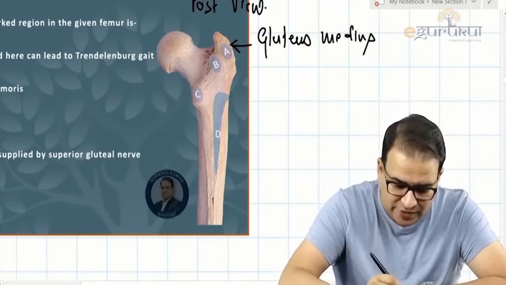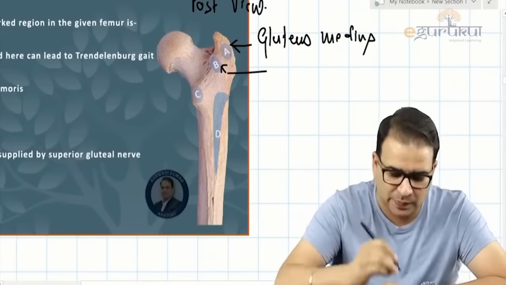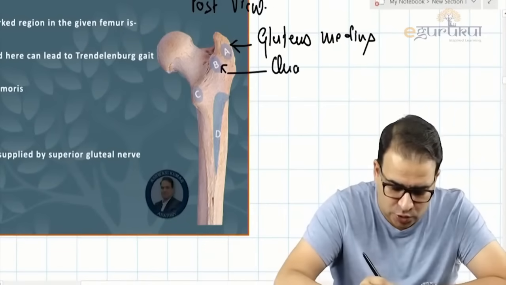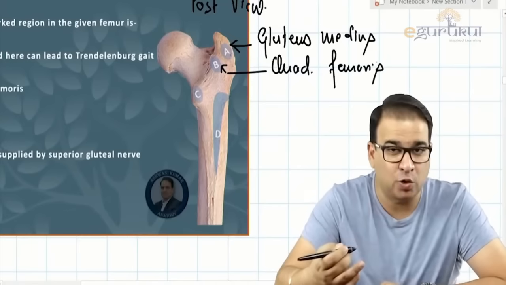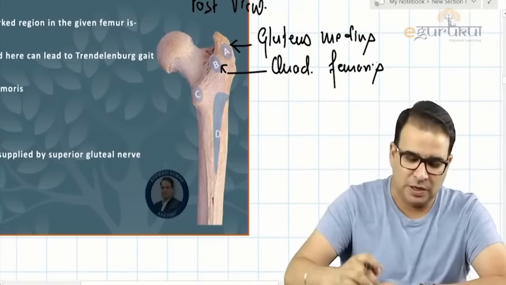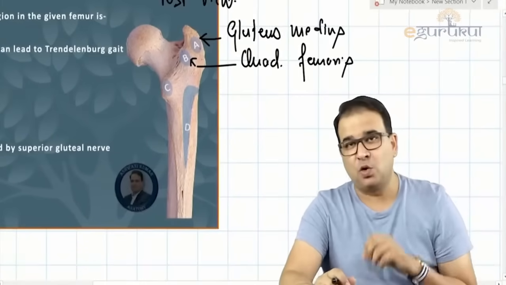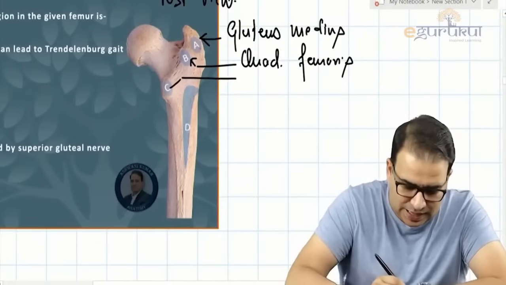On the intertrochanteric crest, there is a quadrate tubercle present, which gives insertion to the quadratus femoris. Obviously not quadriceps femoris, quadratus femoris. It's one of the gluteal muscles present below the inferior gemellus. That is called the quadratus femoris muscle. And this here is the lesser trochanter.